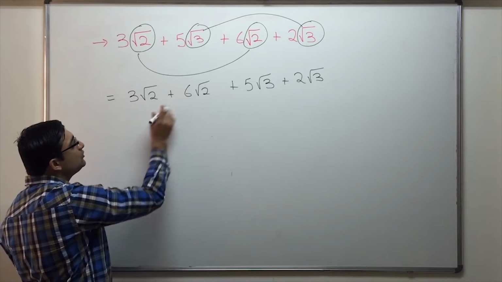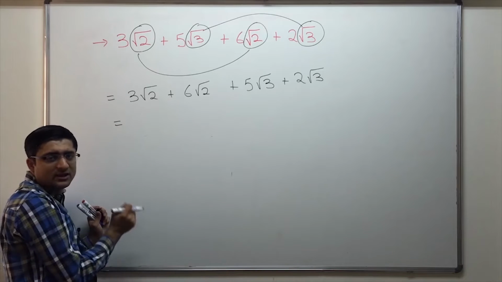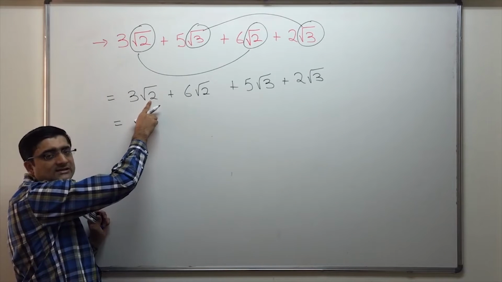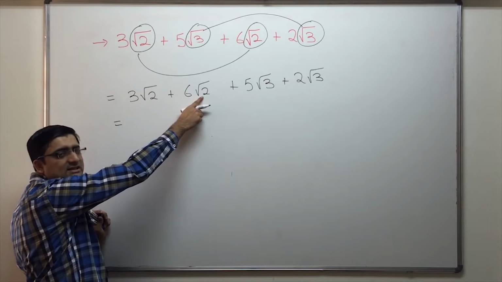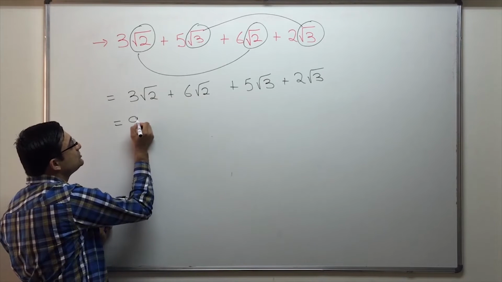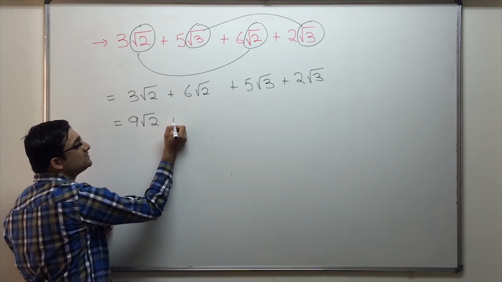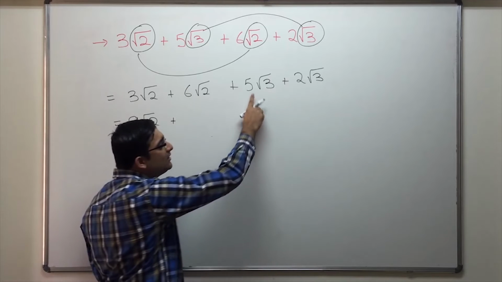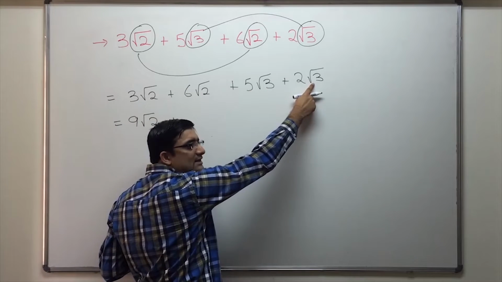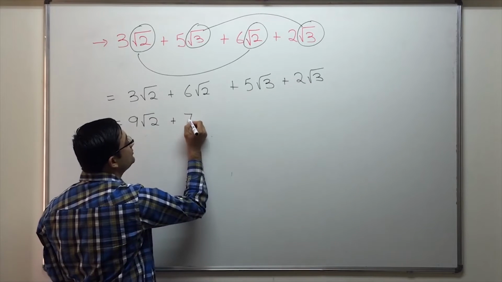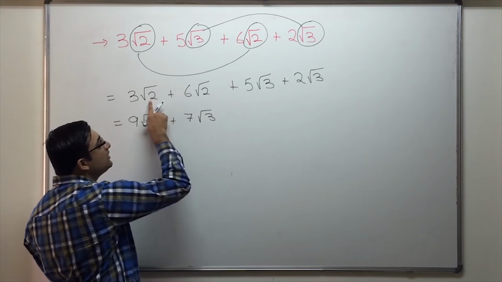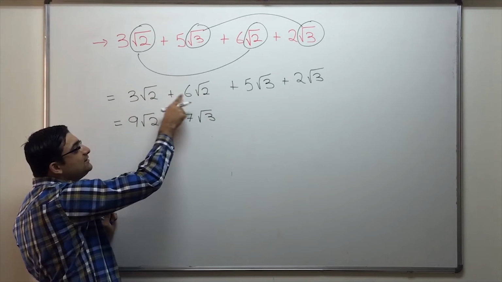Now what is 3 root 2 plus 6 root 2? Think of it in this way. Take root 2 as x. So what is 3x plus 6x? It is 9x. So 9 root 2. Similarly, take root 3 as y. So what is 5y plus 2y? 7y. So 7 root 3. That is, when you have the same square root, simply add these numbers.